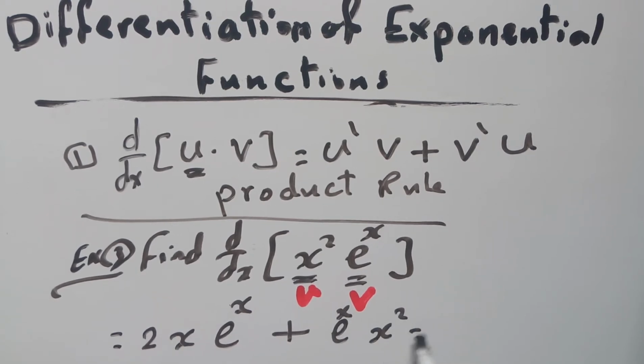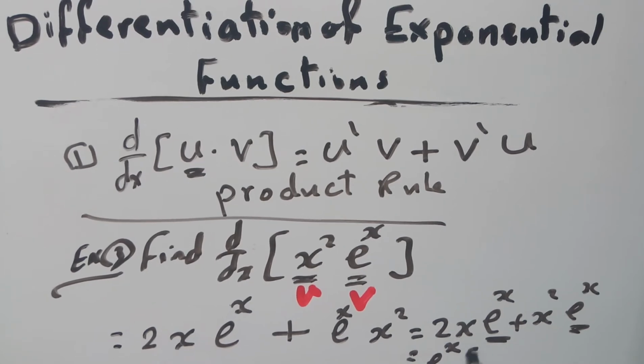You can simplify your writing here as 2x e to the power x plus x squared e to the power x. If you would like to take e to the power x as a common factor, you have e to the power x times 2x plus x squared.